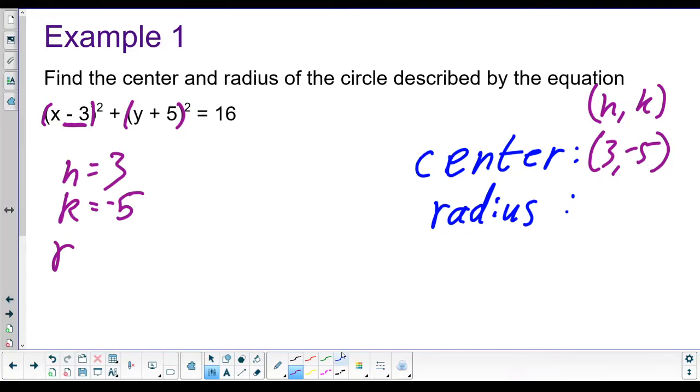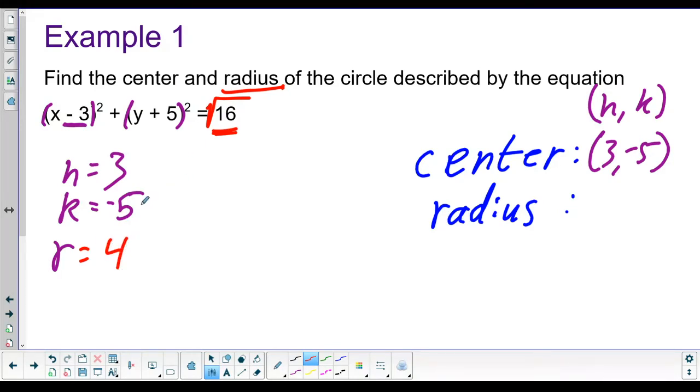-5. To find our radius, we need to look at this isolated number on the other side of the equal sign. And remember, this is the radius squared. So to find just the radius, we have to take a square root. So the square root is 4.